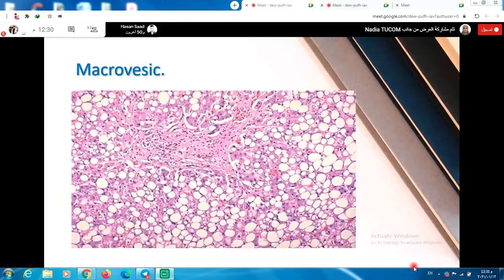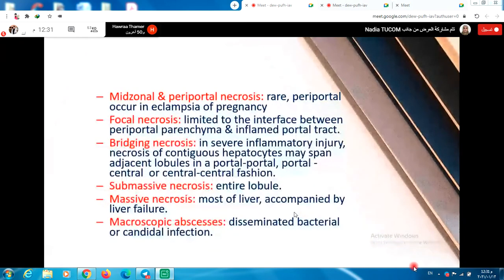Macrovesicular means a large lipid vacuole displacing the nucleus to one side. Patterns of necrosis are classified according to the area, the severity, the duration of injury or insult, and according to the immunological status of the patient.